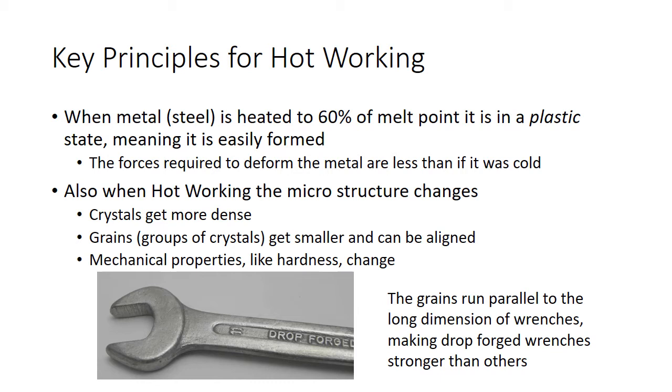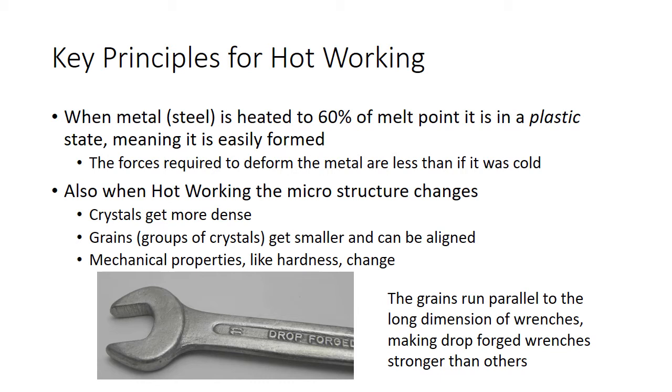If you have small groups of crystals, you get a much denser material, and if they're smaller, they can be aligned. Think of it again as those sugar cubes that have a certain shape. Well, if they're all pointed in the same direction, you have like a big stick of sugar. And when this happens, some of the other mechanical properties can change.